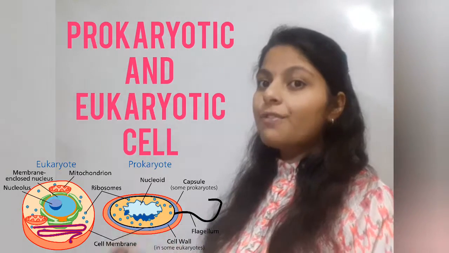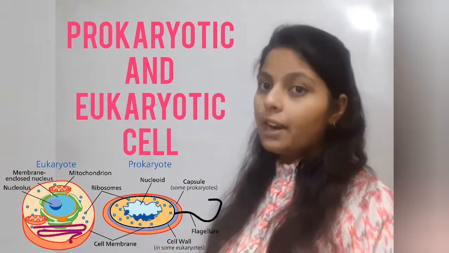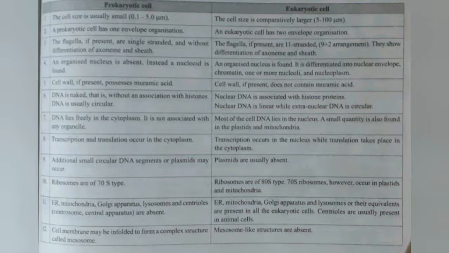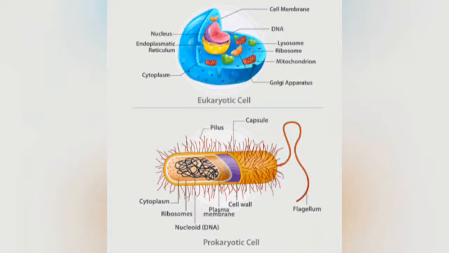So let us study the difference between prokaryotic and eukaryotic cells. In prokaryotic cells, the cell size is usually small, like 0.1 to 5.0 micrometer. And the size of eukaryotic cells is comparatively large, around 5 to 100 micrometer. A prokaryotic cell has a single envelope organization, and a eukaryotic cell has a double envelope organization. And the flagella, if present, are single stranded.